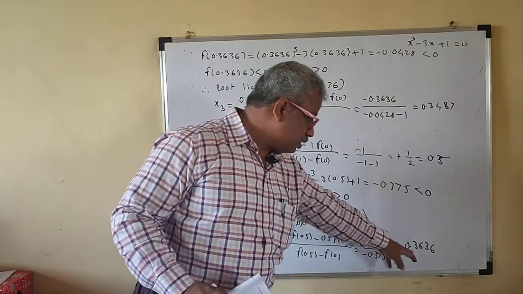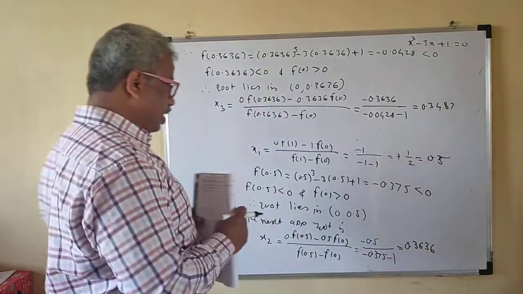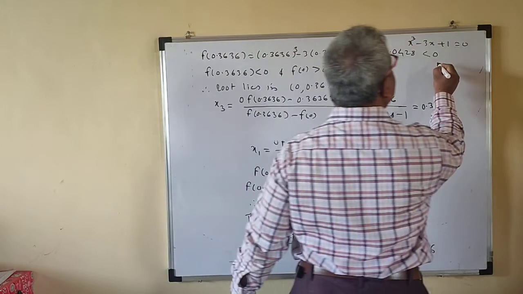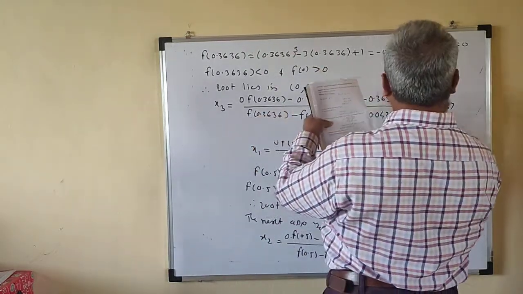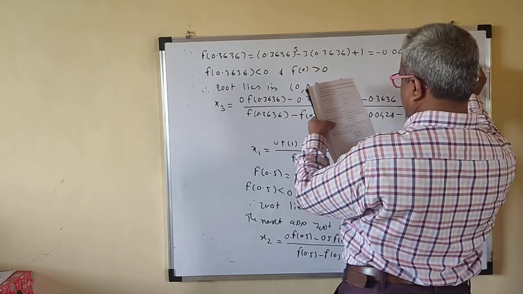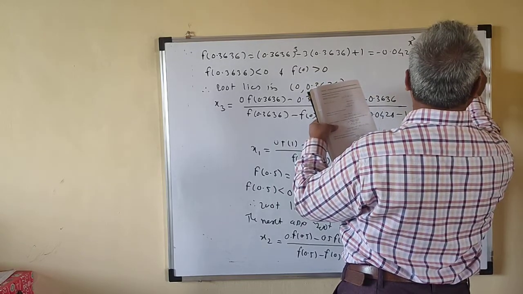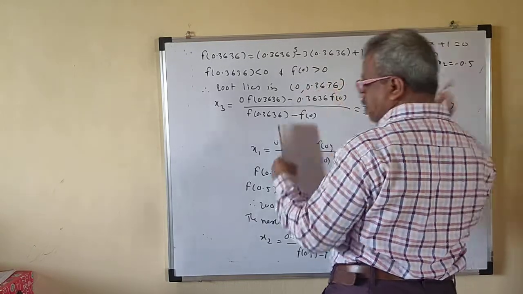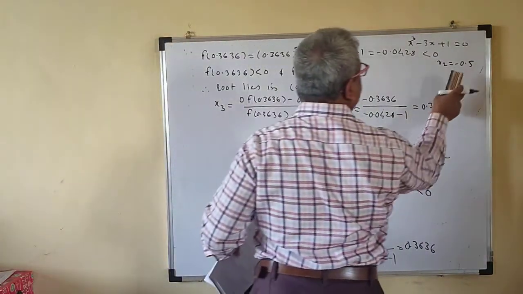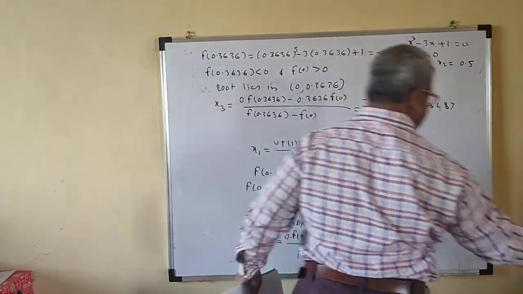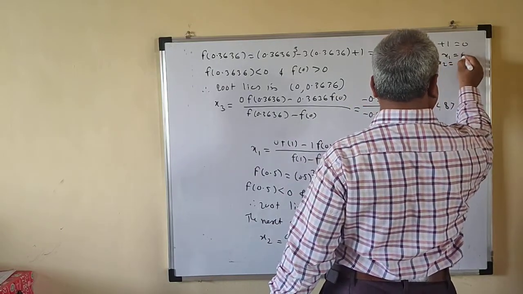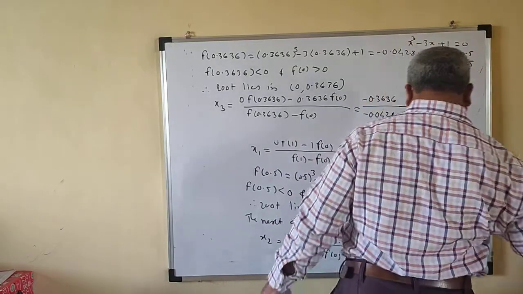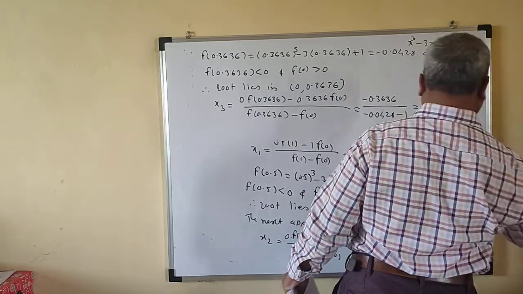So what is your x2? x2 is 0.36 up to 2 decimal places. So I am writing here your x2, x2 we get 0.5. Okay. So now x3 is what? I am writing here x1 is 0.5 and x2 is 0.3636.